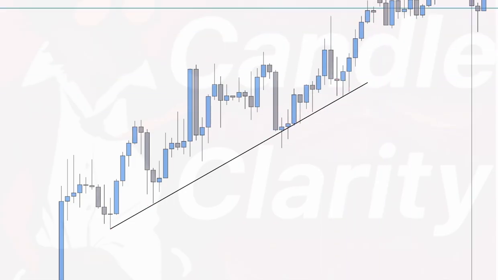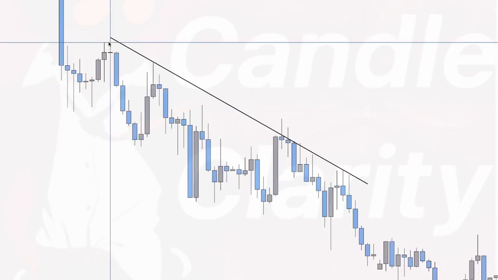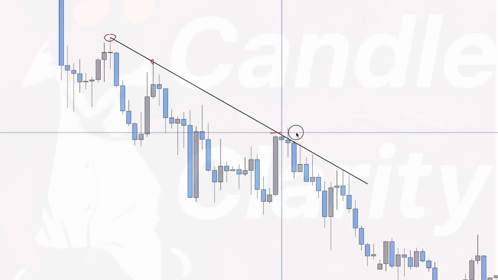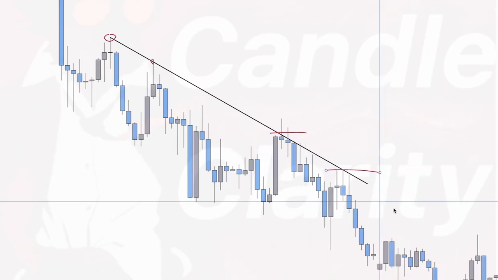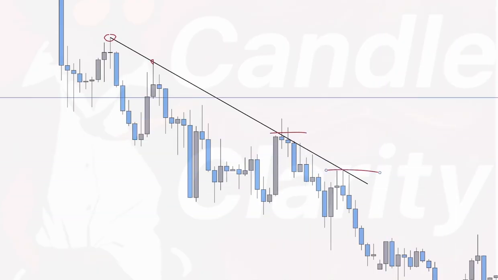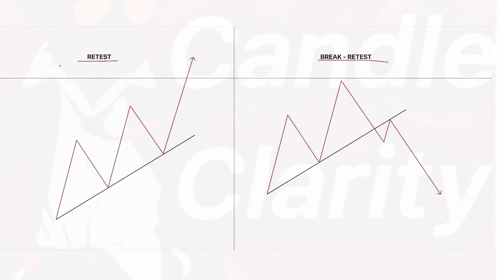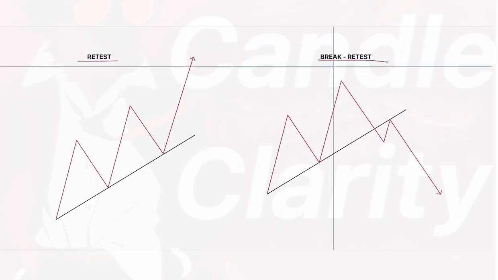In the case of a descending trend line, it is just the opposite. The trend line is drawn above price, and after 2 taps of a trend line, traders will then look towards the following taps for their trading opportunities. There are 2 ways that people traditionally trade trend lines. There is the retest and the break retest.